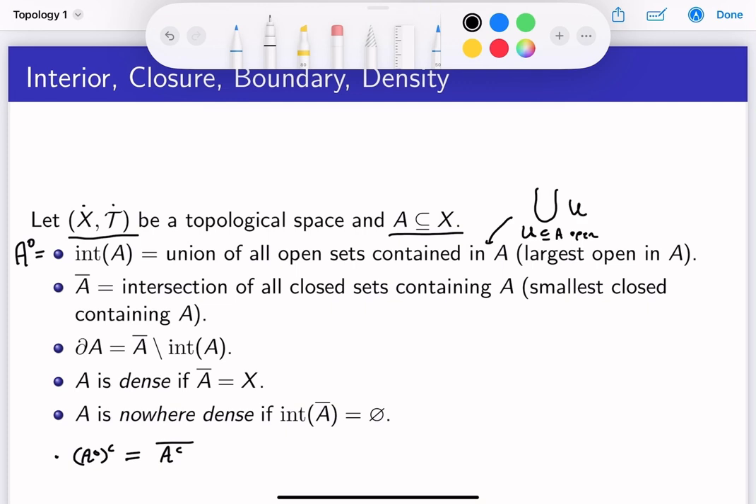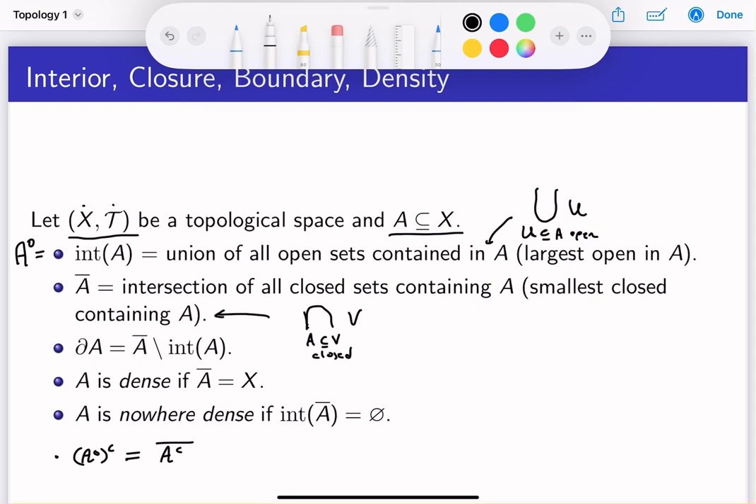Okay, so this is the interior of a set A, and we're going to define the closure of A to be the intersection of all the sets V that are closed, right? So it's going to be all the sets V containing A. So A is going to be contained in V, and V is going to be closed.